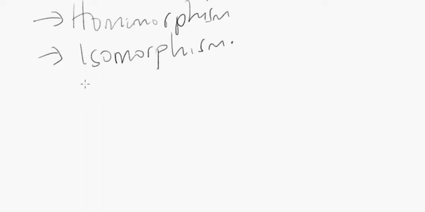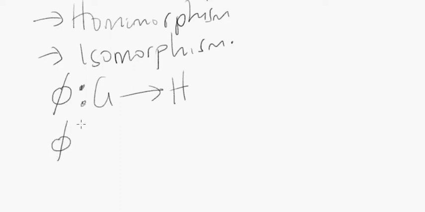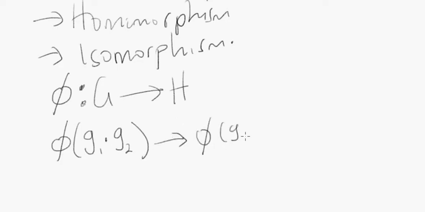That sounds kind of abstract, but let's think of phi as a function. Phi is a homomorphism from a group G to another group H. Since it's a group, the group has its own operation. It takes in two elements, G1, G2, and spits out phi of G1 multiplied by phi of G2. And this multiplication now becomes multiplication in the group H.